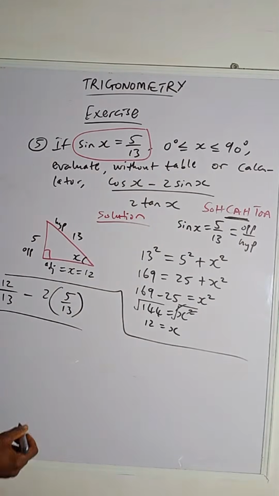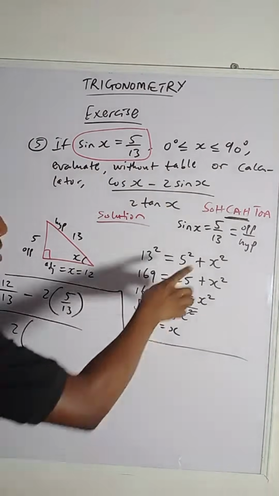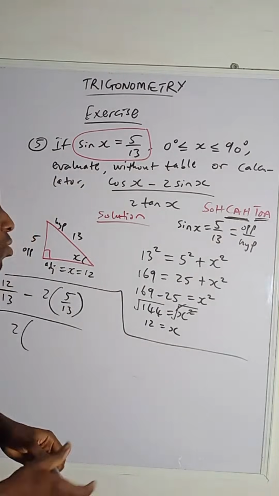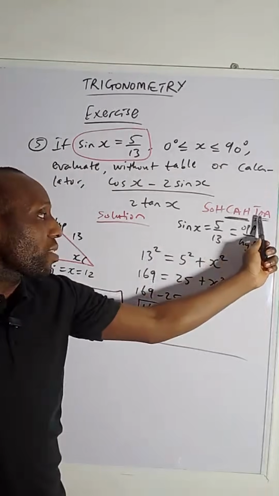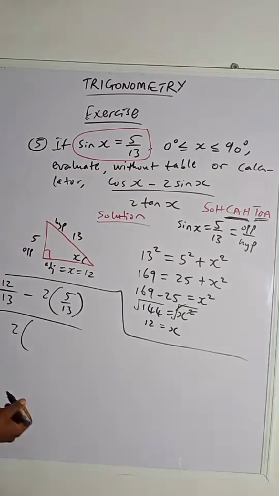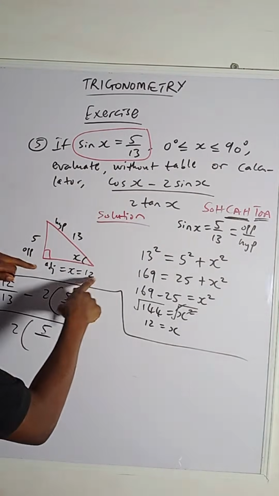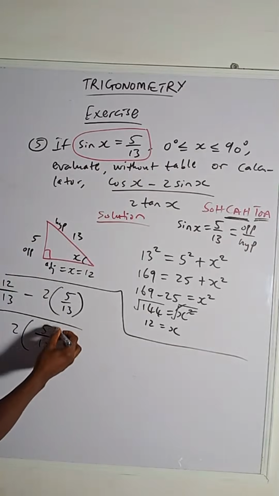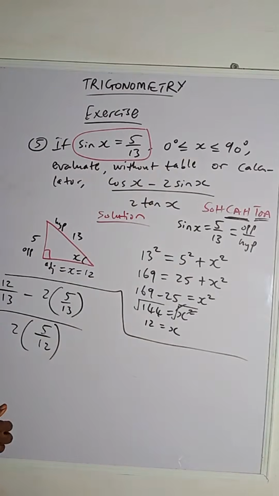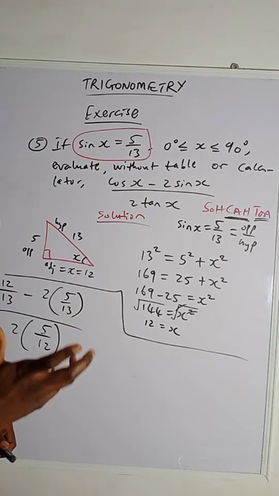Then all divided by 2 tan x. What is tan x? Tan theta, tan x in this case. What's tan? Opposite over adjacent. So where is the opposite here? 5. So 5 over the adjacent, which is 12. So you see how this is now this, because I was able to get tan and cos using sine x. Hope that makes sense.